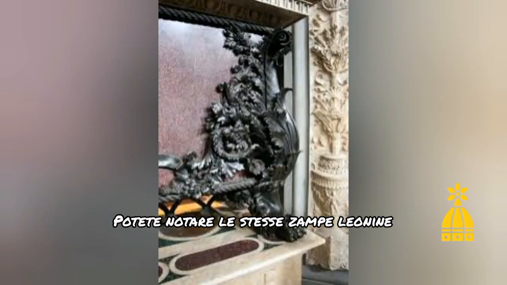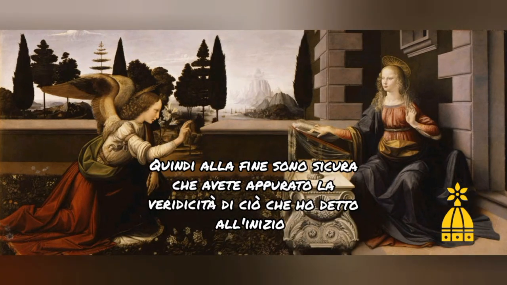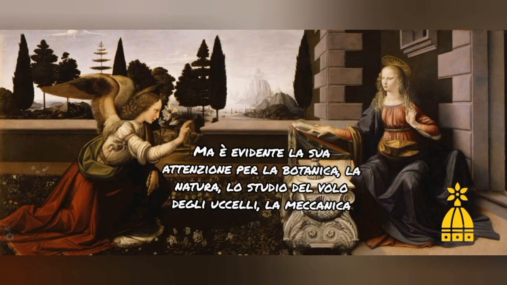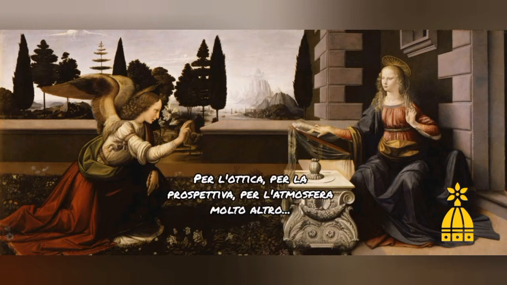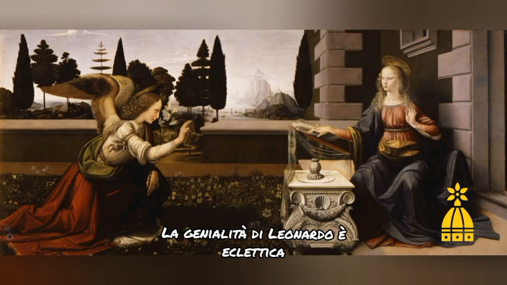So at the end, I'm sure you noticed what I told you at the beginning, which is that it is impossible to read a masterpiece of Leonardo only from the artistic point of view, because here it is evident the interest he had for nature, botany, the rules of flight and birds, colors, optics, perspective, and much more. He was really eclectic.